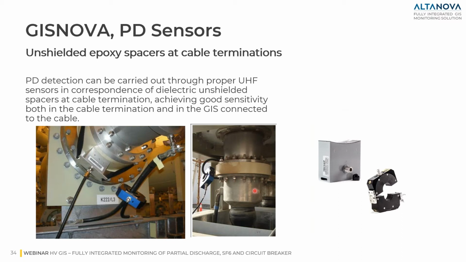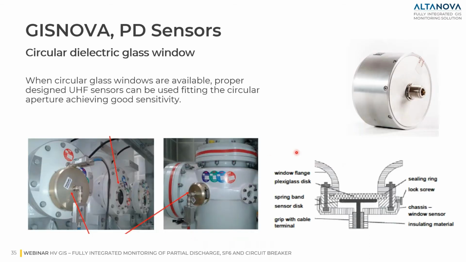The same sensor is applicable even at cable termination. So even in this case, we can use an antenna in this position, and in some cases, we can use a standard HFCT that is connected around the ground link, as reported here. There are other types of sensor, but I mentioned the principal ones.